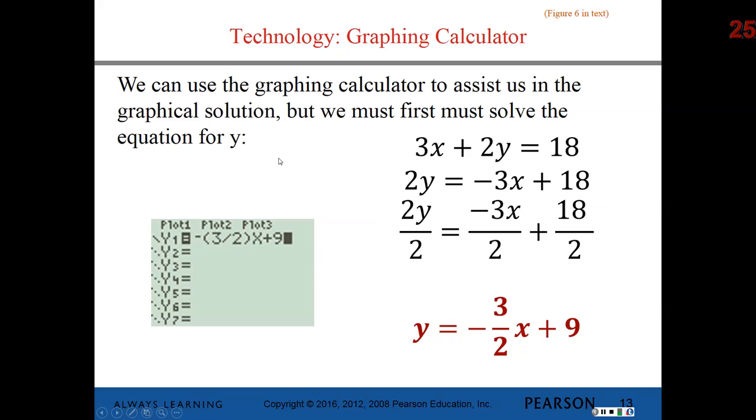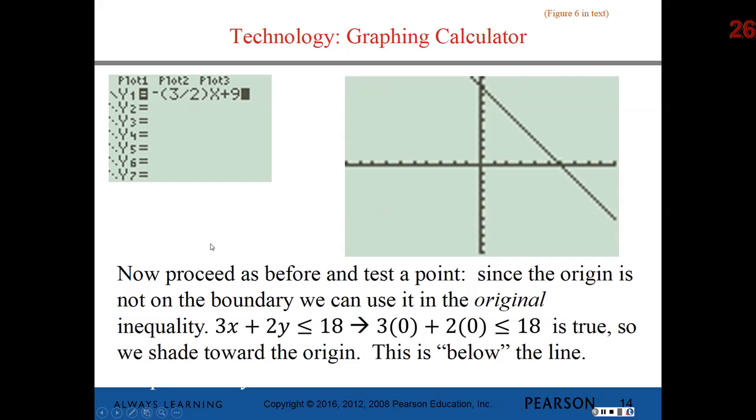You could have used the graphing calculator to help you with graphing that inequality. But in order to do that, you would have had to first solve your equation for your boundary line for y, which means you would have had to subtract 3x from both sides and then divide everything in the equation by 2. So the slope-intercept form of the line is y equals negative 3 over 2x plus 9. So you would have to enter that into your calculator and graph it and get this answer.